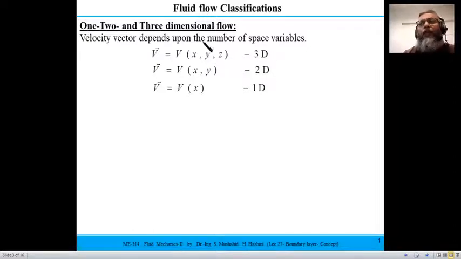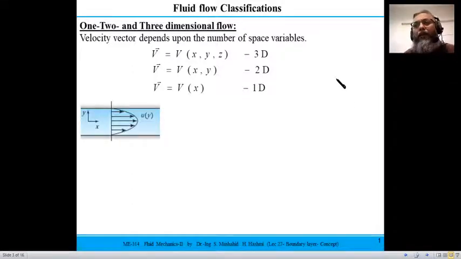If you need knowledge of only two space variables, whether r and theta, or x and y, in order to calculate the velocity vector, then that problem would be two-dimensional. If you need only one single variable, whether x or r only, then this problem would be categorized as a one-dimensional flow. So we take some examples.